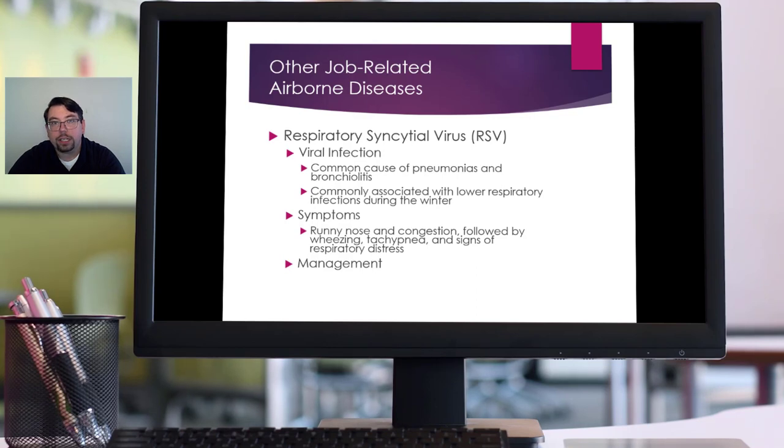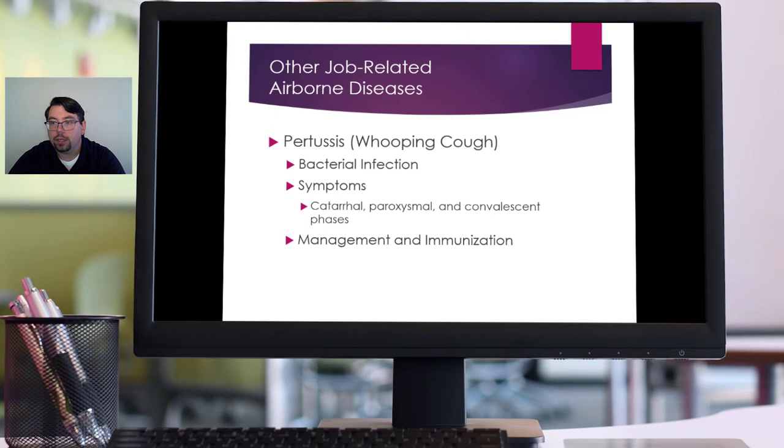because of that. But initially, symptoms were runny nose, congestion, followed by a little bit of wheezing, tachypnea, and then signs eventually of respiratory distress, and it can progress to respiratory failure. Management with any kid is aggressive airway management and oxygenation, because we know that in children, respiratory failure leads to cardiac arrest, and so we want to try to hold that off.